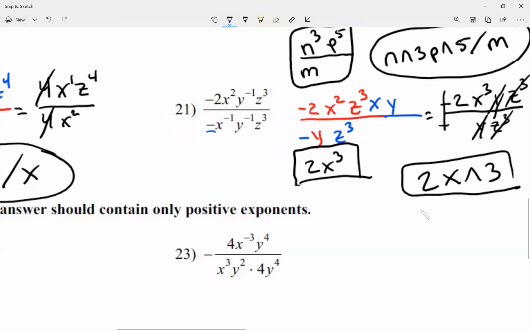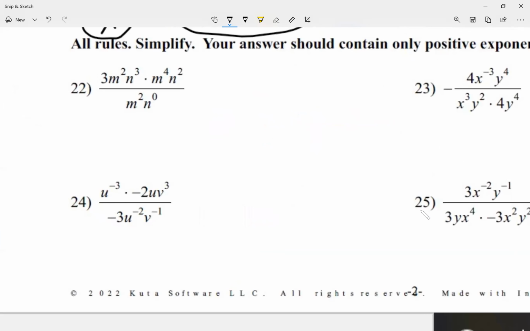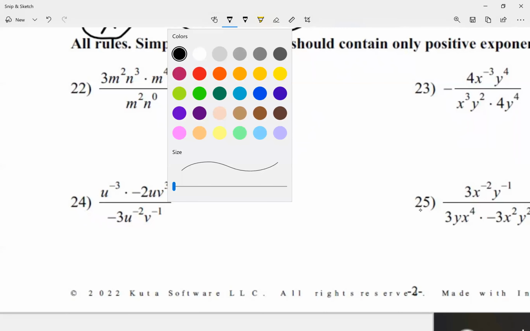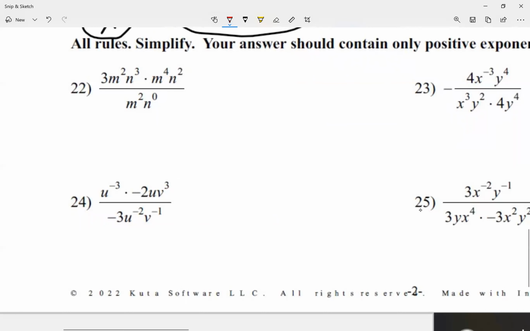Still a little bit more. So we're looking at all the rules combined. Let me deal with parentheses if there's any. Let me deal with negative exponents if there's any. Now, when I see here, number 22, I don't have parentheses. I don't have negative exponents. So I'm just going to simplify the top.